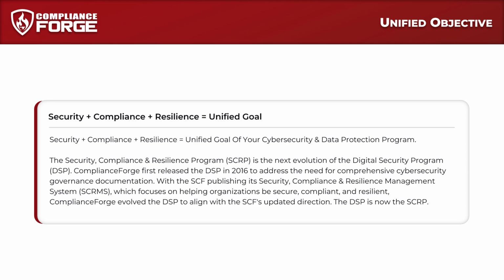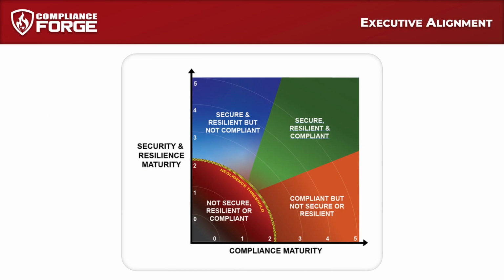The first is a unified objective. Security plus compliance plus resilience equals the unified goal of your cybersecurity and data protection program. That focus comes directly from the SCF, Security, Compliance, and Resilience Management System, and it is the reason the DSP evolved into the SCRP. The SCRP's focus also benefits a CISO's ability to gain executive support.